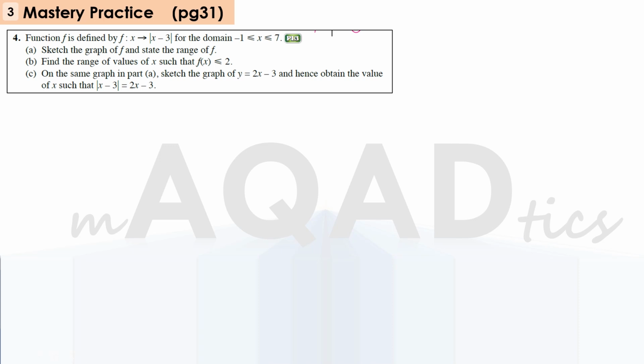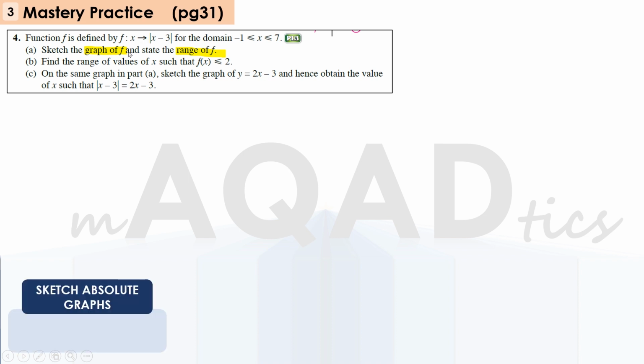Third example is taken from the textbook, Mastery Practice 4 on page 31. We have a modulus function, |x - 3|, and the domain is between -1 and 7. For the first question, we need to draw the graph of f, and later state the range of f. To recap, to draw a modulus graph, we need two things.